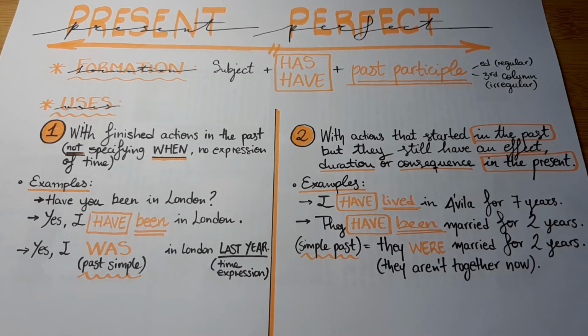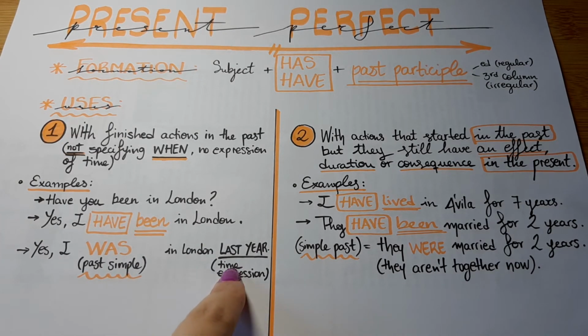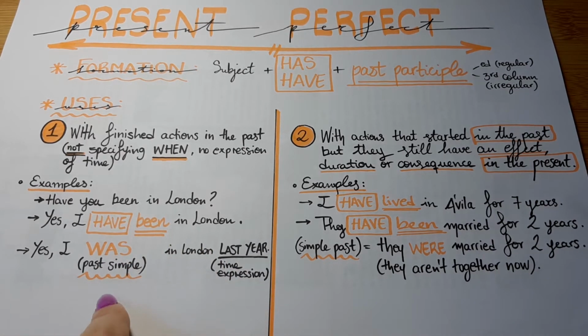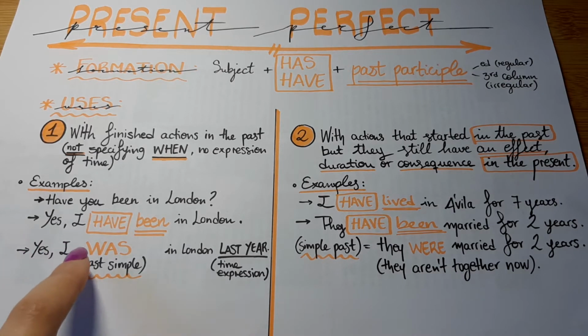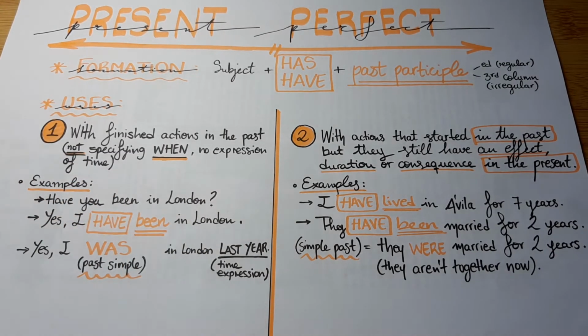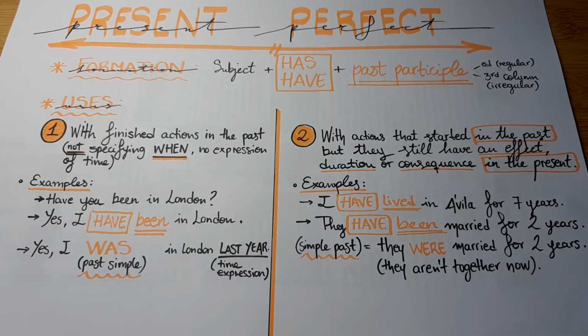If you include a time expression, like for example last year, you would need to change the verb into a past simple. We wouldn't use I have been in London last year because it won't sound natural, okay? You need to use I was in London last year because it is a finished action in the past, but in this case we do express when it was completed or done, okay? So the first case, finished actions in the past, but with no time expression, okay?